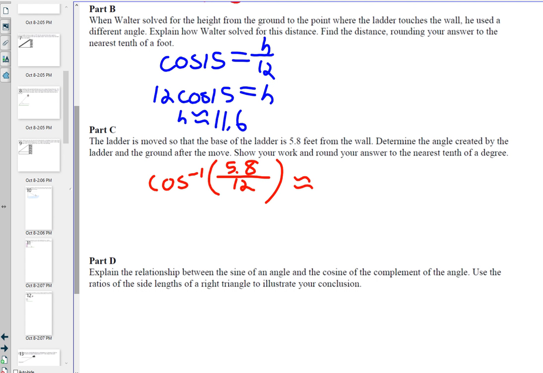And it sounds like you said you got what now? Oh, wait, they wanted it to a tenth of a degree, so 61.0. Okay. Kenny, you got the same thing?